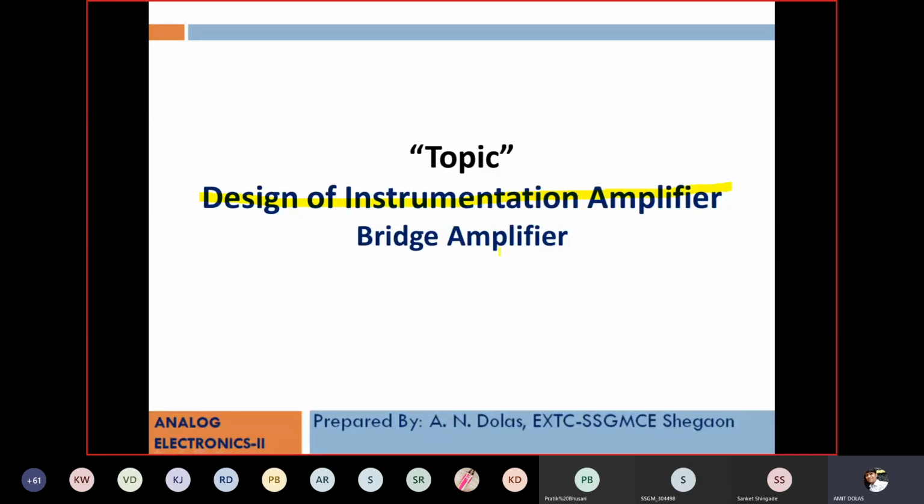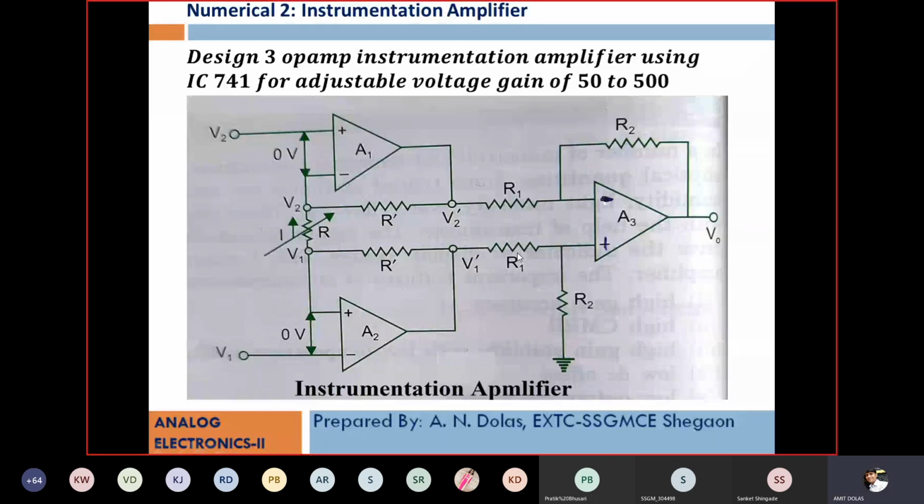Now, this 3 op-amp instrumentation amplifier cannot be directly used for measuring physical quantities. For that, the bridge amplifier is designed. So we'll see the bridge amplifier today, and we'll have one more numerical on the instrumentation amplifier as shown in the figure: design a 3 op-amp instrumentation amplifier using IC741 for an adjustable voltage gain of 50 to 500.